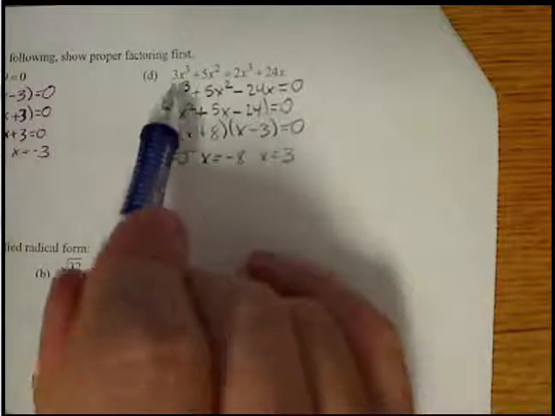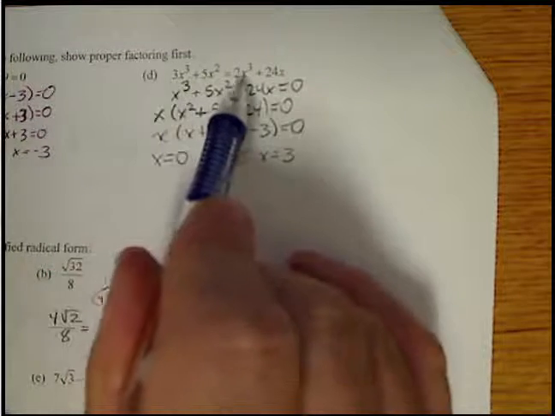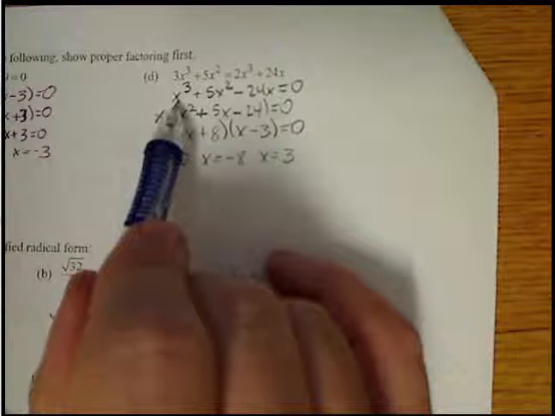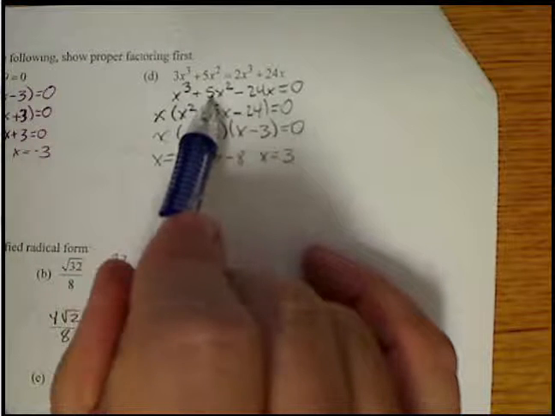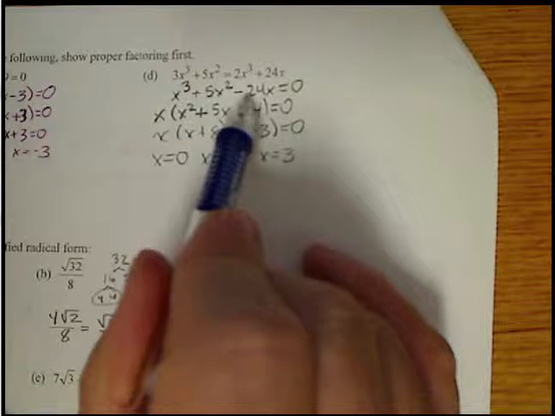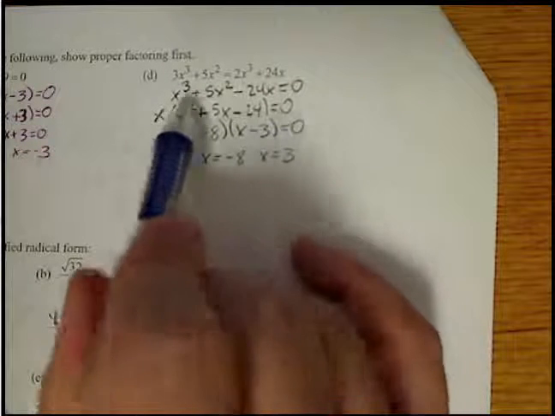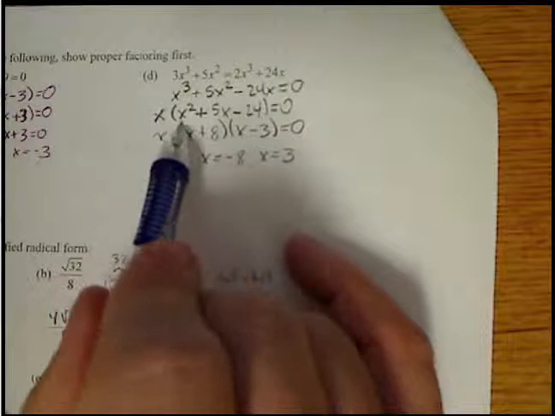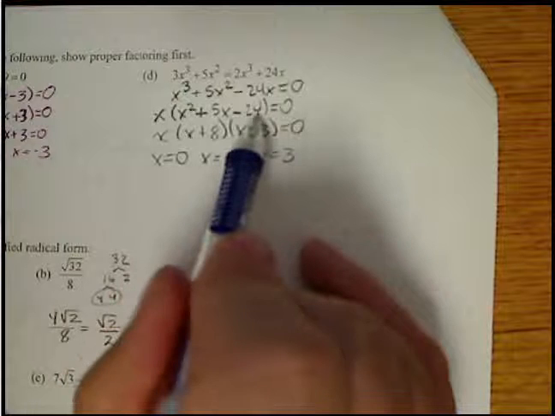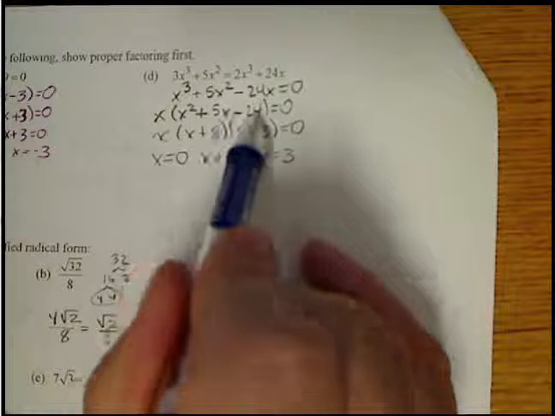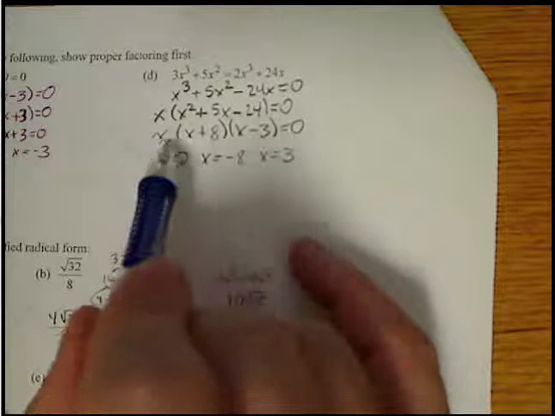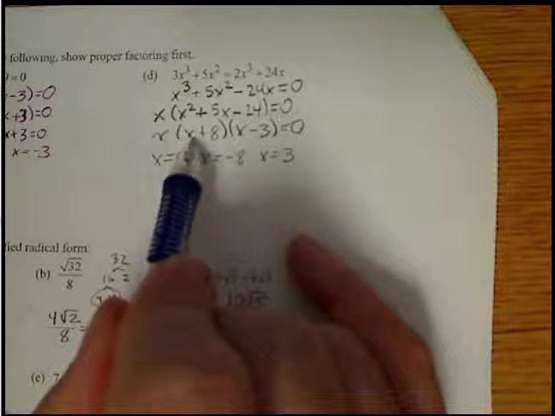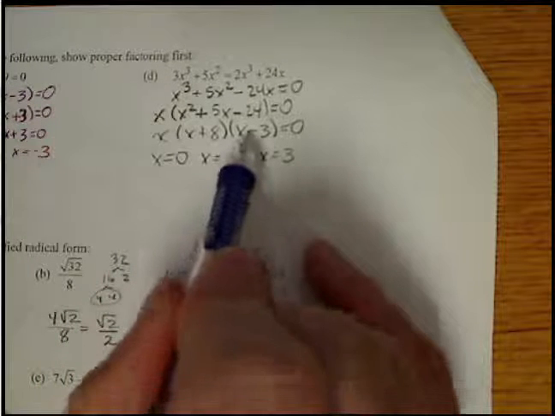On D, move everything to one side so the equation equals 0. So I subtracted 2x cubed, I got x cubed. Move the 24x to the other side, so I get x cubed plus 5x squared minus 24x equals 0. Factor out an x. This one factors a little bit easier. Two numbers that multiply to give me negative 24 but add to 5 would be 8 and negative 3. Then I could solve it. I get x equals 0, x equals negative 8 and x equals 3.